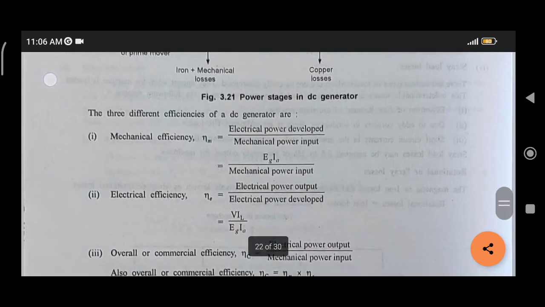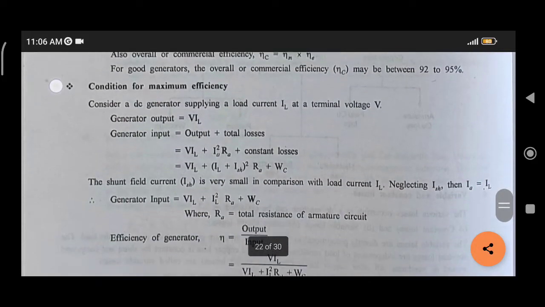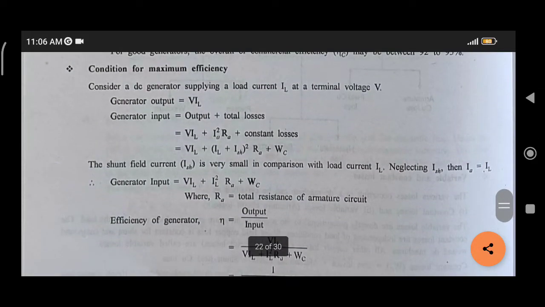So these determine the efficiency. Today we will discuss how we can achieve the maximum efficiency. What is the condition for the maximum efficiency? Consider a DC generator supplying a load current IL at a terminal voltage V. The generator output is equal to V into IL, and the generator input is equal to output plus total losses.